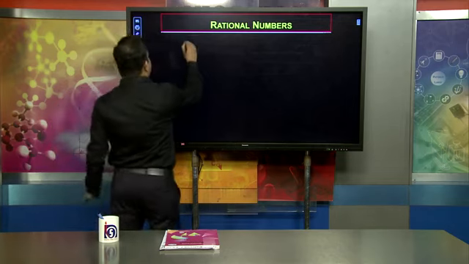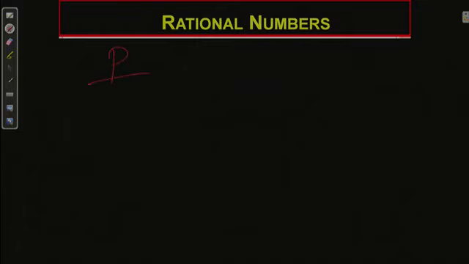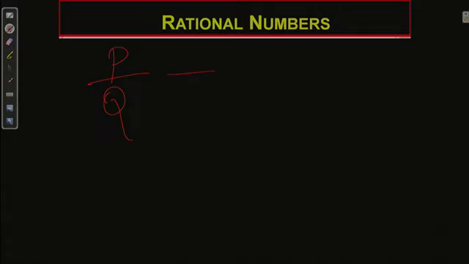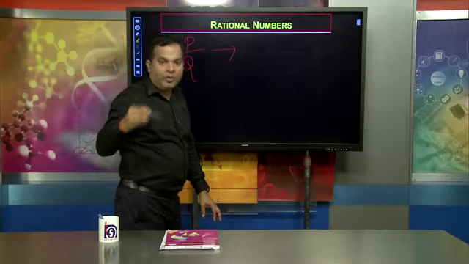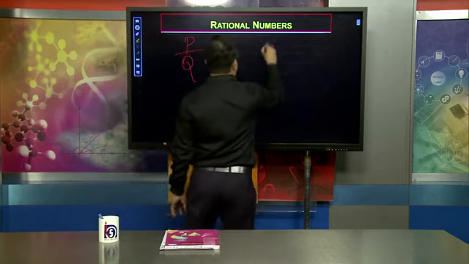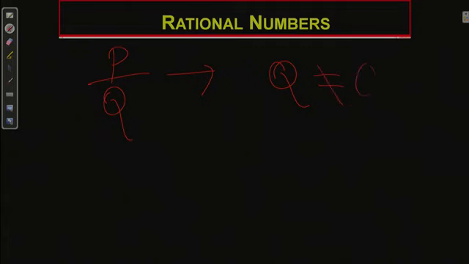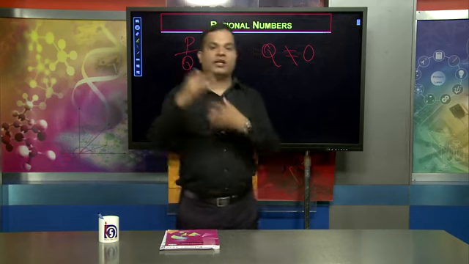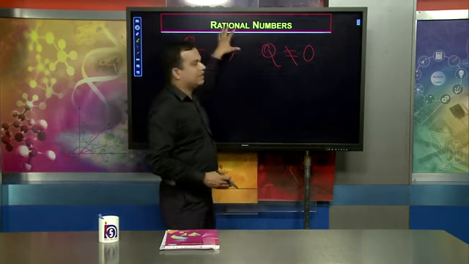A rational number is always in P by Q form. P by Q form means one number divided by another number. So this is P by Q form. That means a number which is in the form of P by Q, and the important condition is Q not equal to 0. Then you will find a rational number. That means a number in the form of P by Q where Q is not equal to 0 is a rational number.